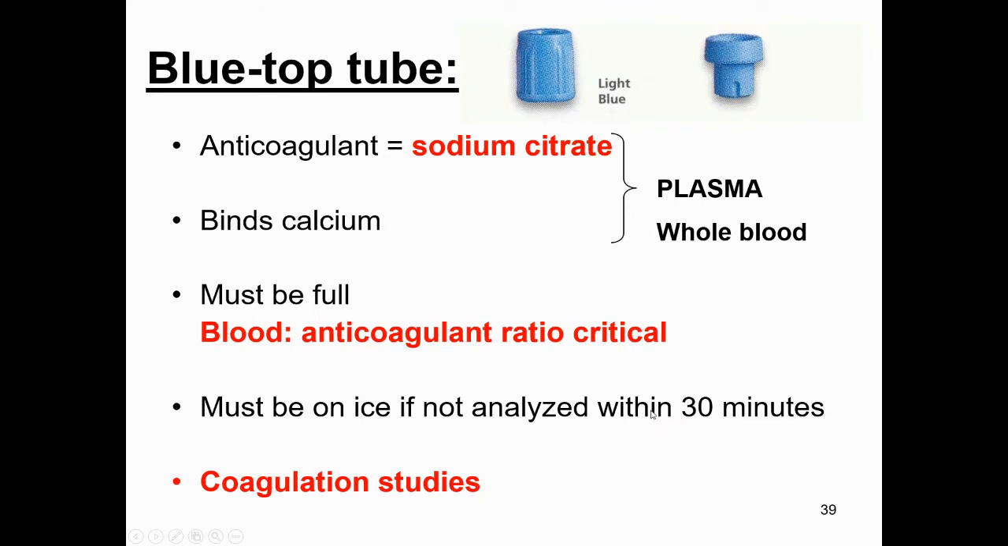So for the blue top tube, we have the anticoagulant sodium citrate. It binds the calcium. It must be full, with the proper blood to anticoagulant ratio, and it should be on ice if it cannot be analyzed or processed within 30 minutes. The blue top tube is usually for coagulation studies, like PT and APTT, prothrombin time and activated partial thromboplastin time. So our sample is plasma.